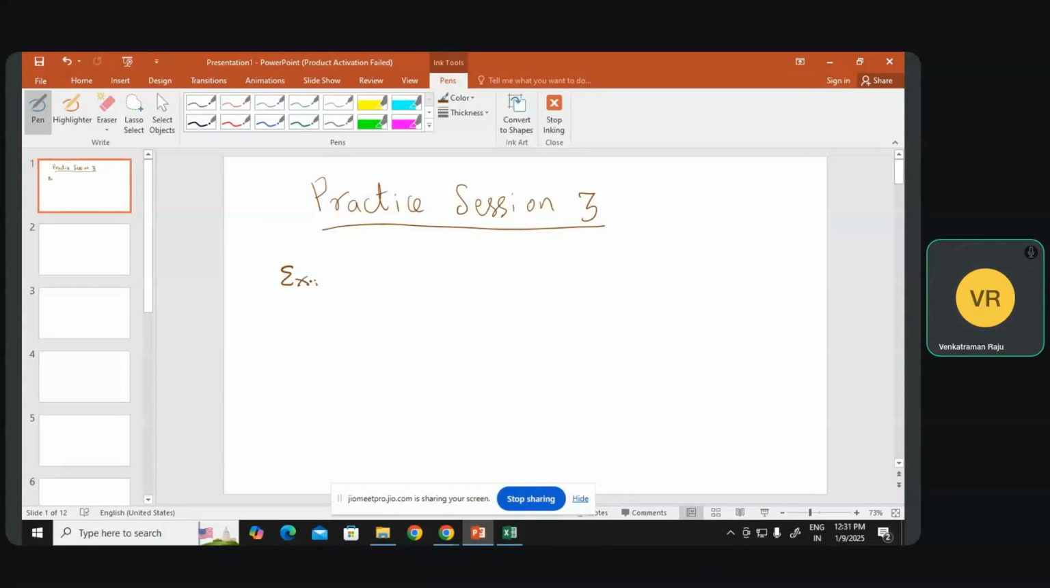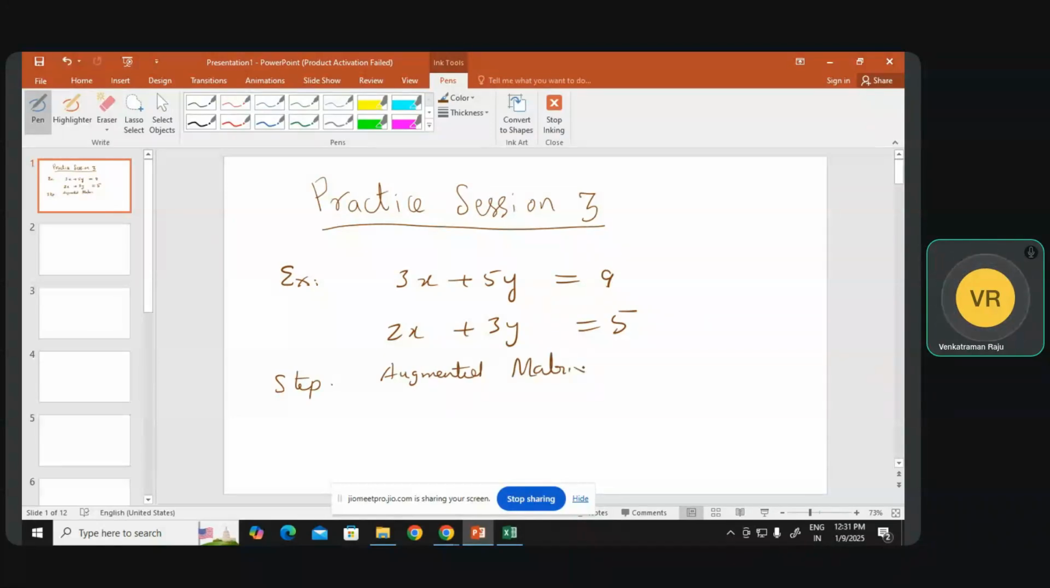For example, a simple 2 cross 2 will do: 3x plus 5y equal to 9, 2x plus 3y equal to 5. So step 1 for this is to create the augmented matrix, which looks like this: 3, 5, 2, 3. You put a colon or just put a vertical line. This is your augmented matrix.